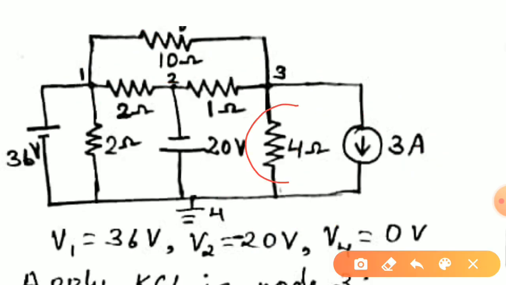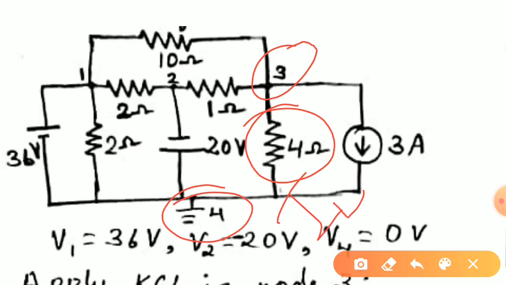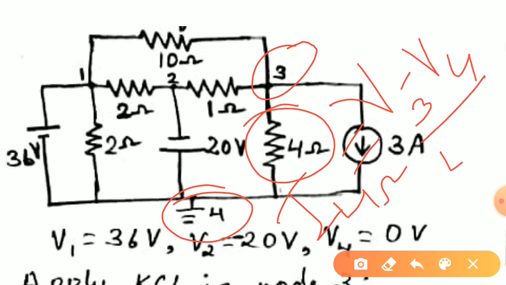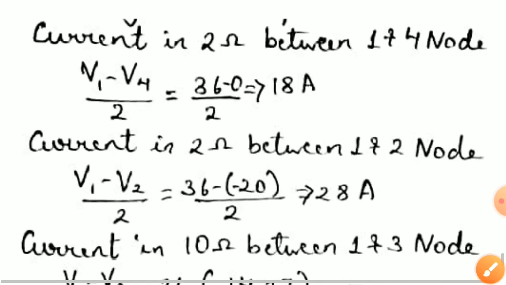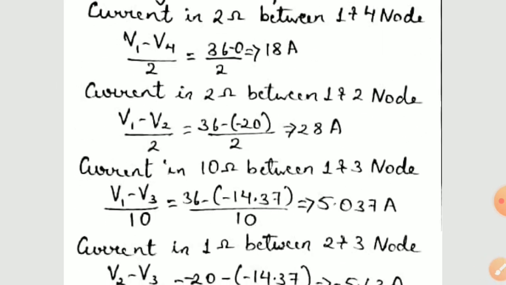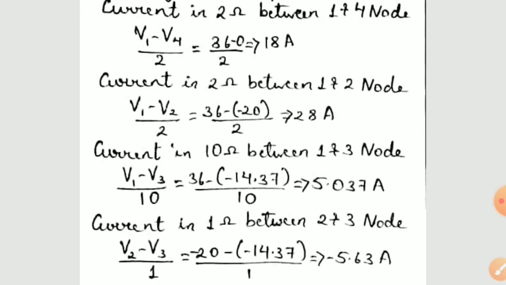The current flowing through this 4 ohm resistor, which is connected in between node 3 and node 4, that is the reference node, we can get as the difference in these two node voltages, that is V3 minus V4 upon 4. So by substituting the values for all the node voltages we found, we can get the values of current.